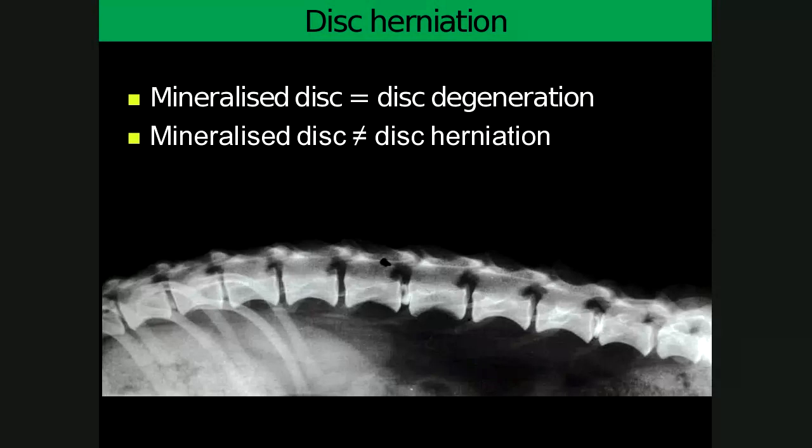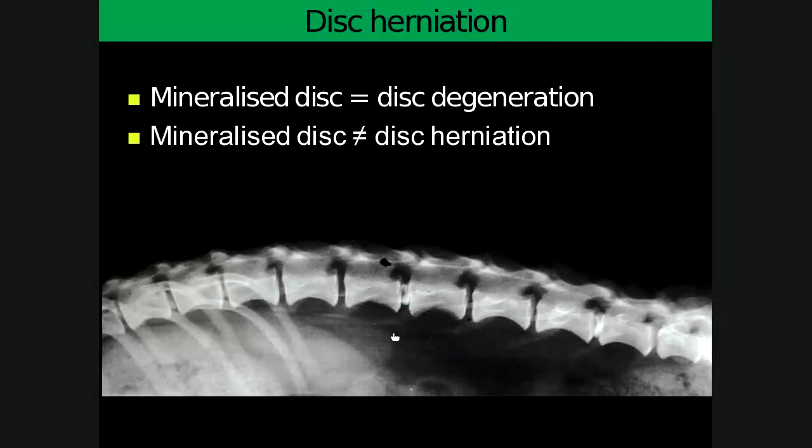It's important also to know that a mineralized disc just means that it has degenerated. It's dehydrated and it's mineralized. It does not imply that there's a disc herniation present. In this slide, my little marker shows a very well mineralized oval intervertebral disc with a nucleus, but it's located in position. It's still in its normal position, and there's nothing above it. There's no evidence that any of it has moved into the vertebral canal. And so we can say in this case that there is disc degeneration, but not herniation present.